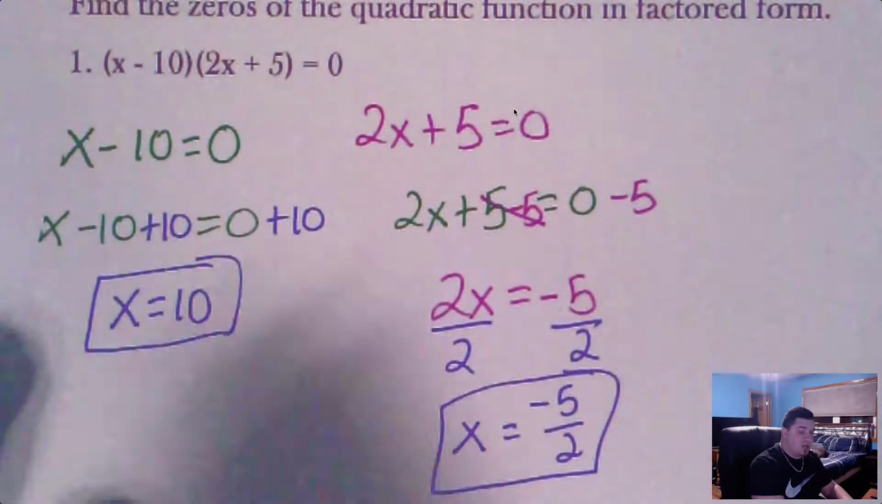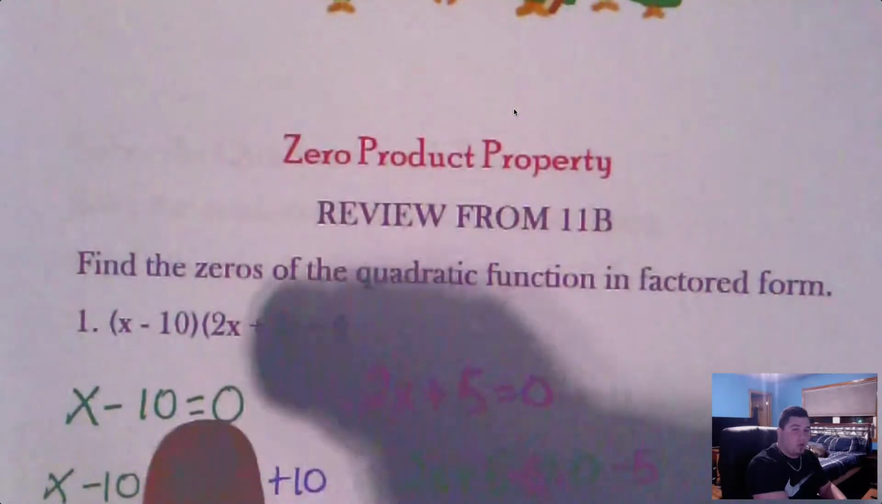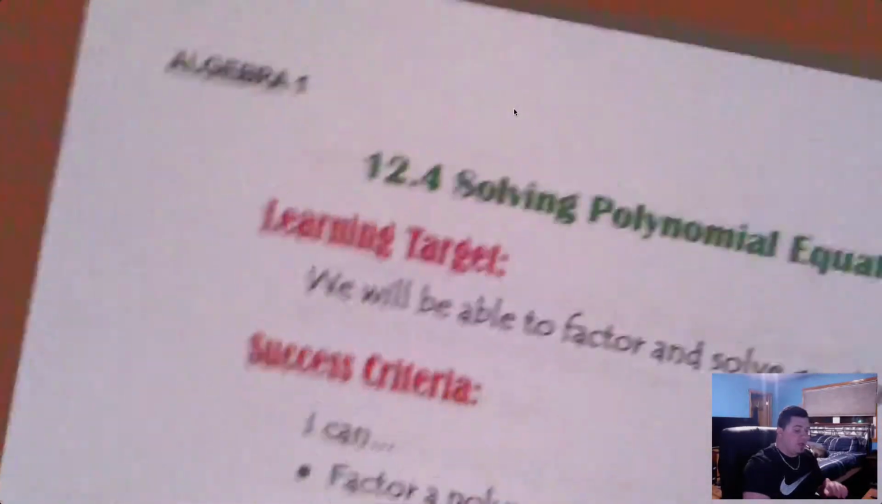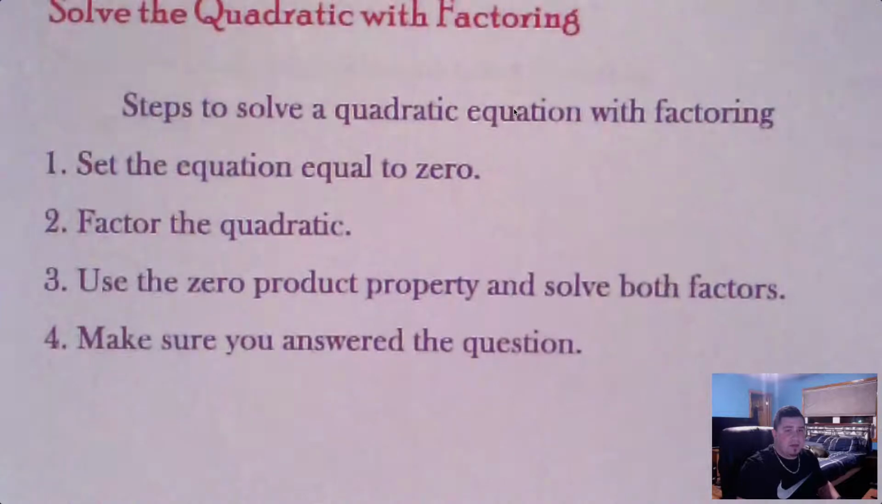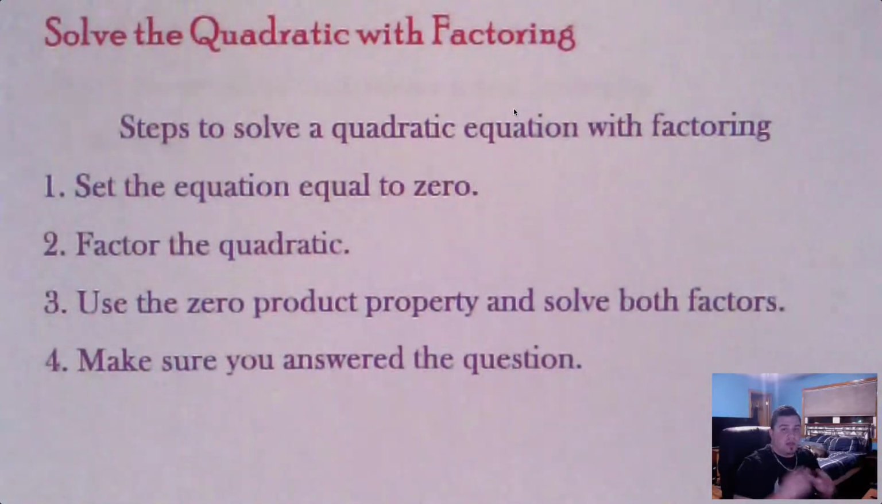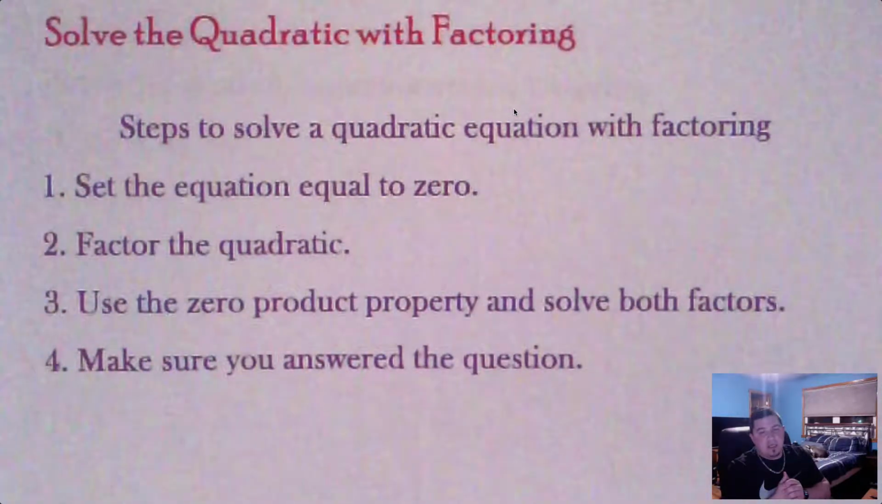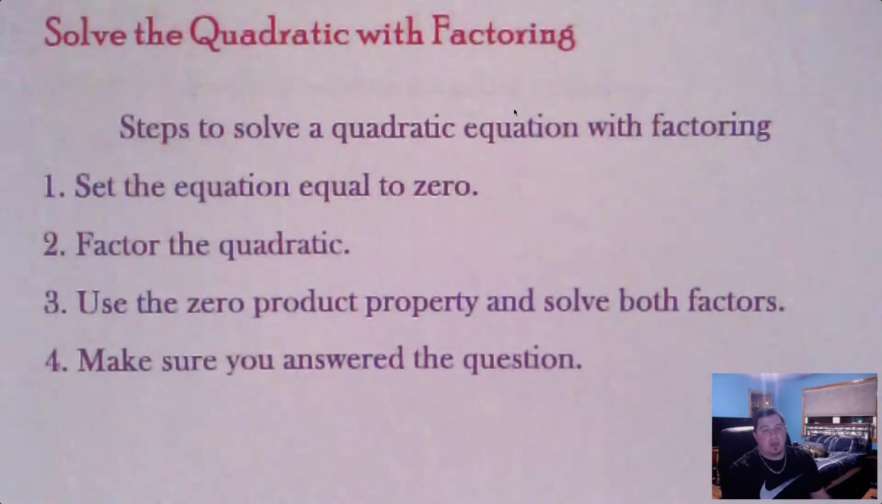What we're going to be doing now is we're going to start in standard form. We're going to factor like we have been doing, and then we are going to set each factor equal to 0 and solve. So again, here are the steps. Step 1 is to get the equation equal to 0. In order to apply the zero product property, it has to equal 0. We're then going to factor the quadratic completely. Then we're going to use the zero product property to solve both factors. And then the last thing is making sure we answer the question.